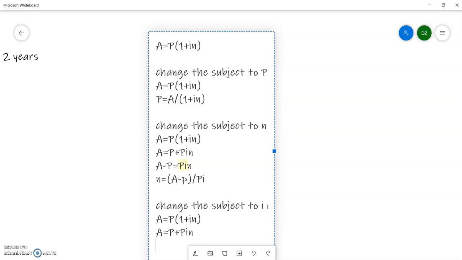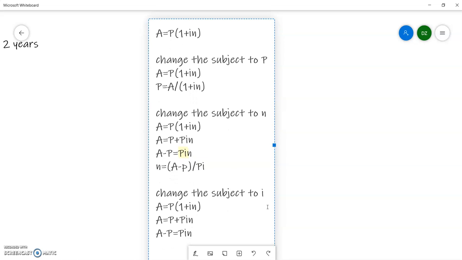I want to get rid of the plus p, so I take it over, it becomes minus p. And now I want I by itself, so I need to divide both sides by what I don't want. I don't want p and I don't want n, so I'm going to divide both sides by I times n, p times n. And that will leave me with what I want.